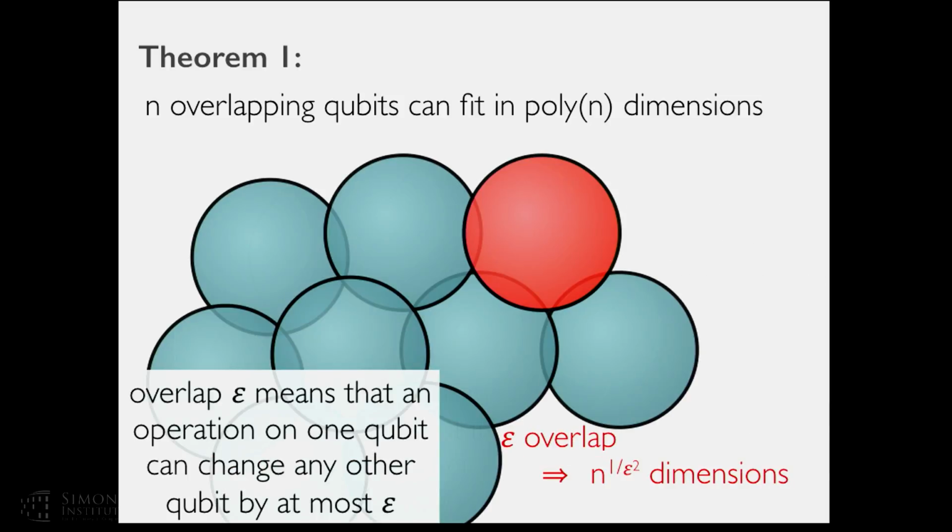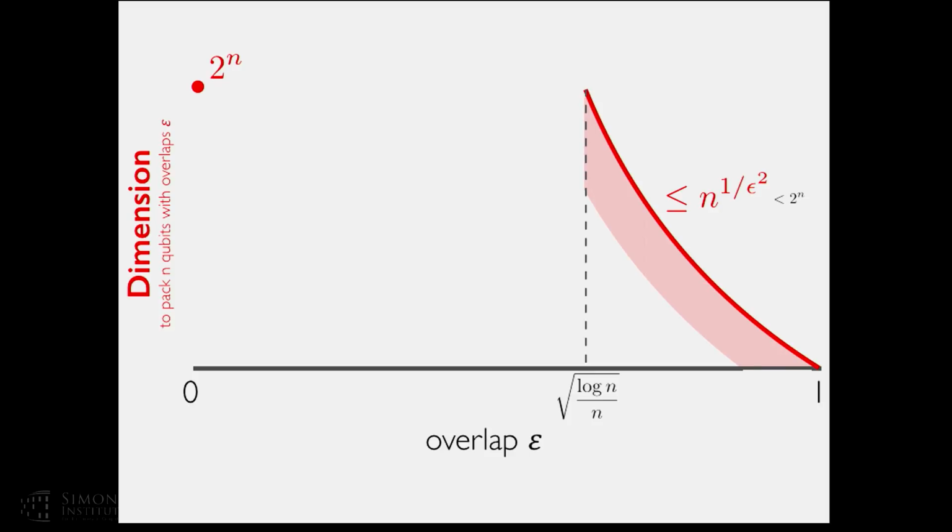And just to say it again, my definition of overlap is just that the overlap is epsilon. It means that when you modify one qubit arbitrarily, it can change another qubit by at most epsilon. And so n to the 1 over epsilon squared dimensions is enough.